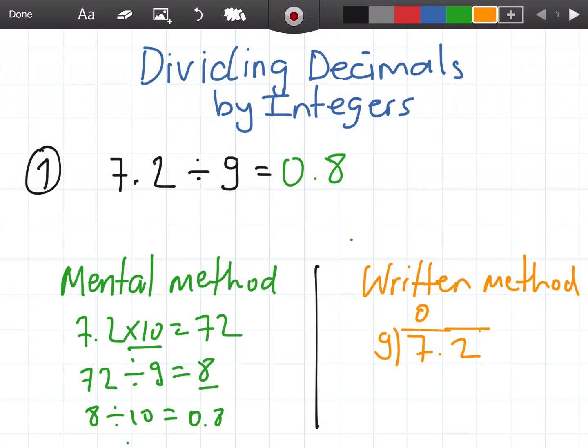Well, that we know is 0. 9 times 0 is 0. Okay, so 7 minus 0 is 7. And we'll make sure that the decimal point is aligned. And then we bring down the 2. So now we have 72. And we say how many times does 9 go into 72? And we know that that's 8. So the answer in the written method, in the long division, has matched the answer in our mental method.